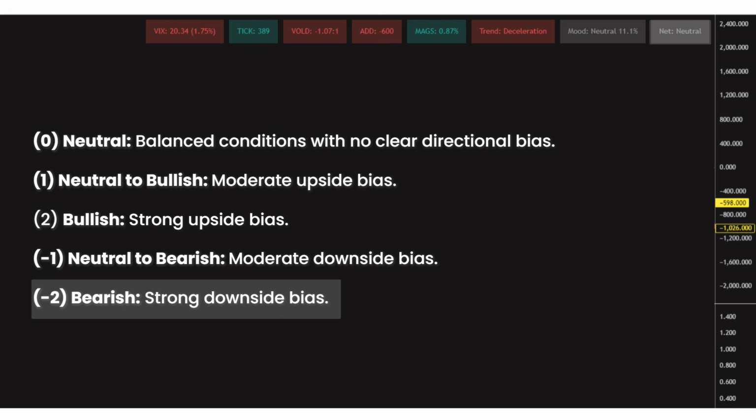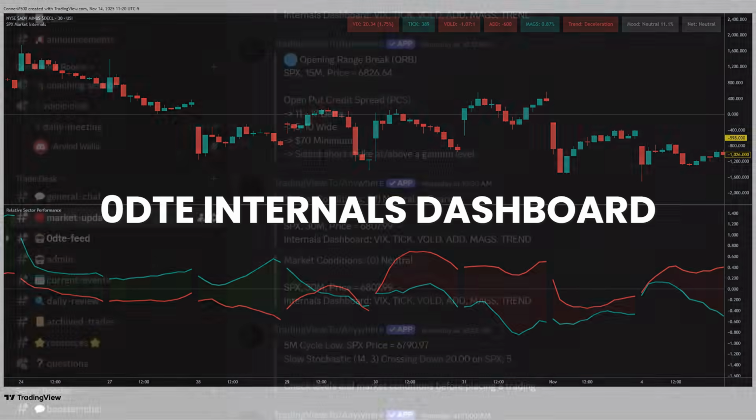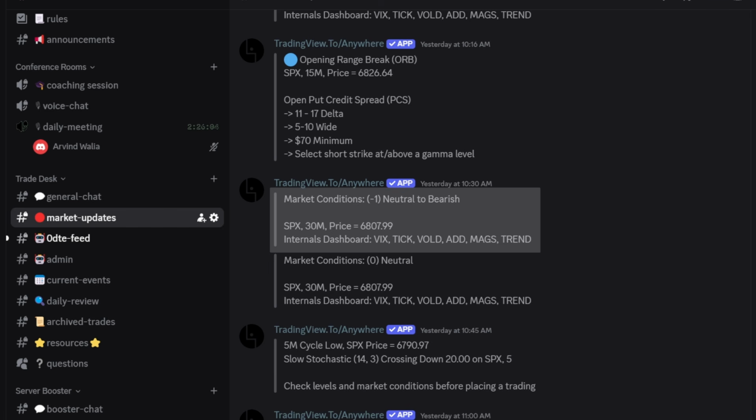bearish. The dashboard is exclusively available on TradingView, but if you don't use TradingView, you can access the signal in the Market Updates channel Discord server, where the market conditions signal is automatically posted every 30 minutes. Now let's break down each of the key market internals that drive these signals.